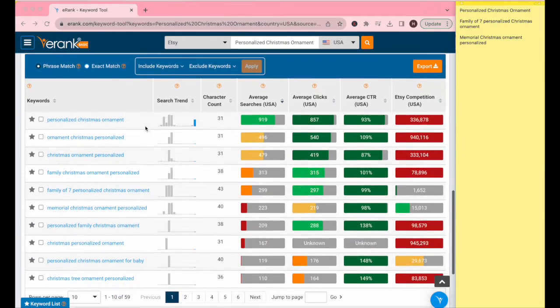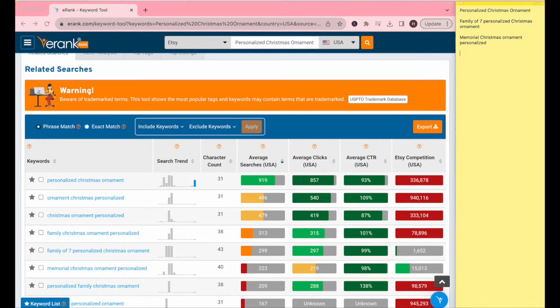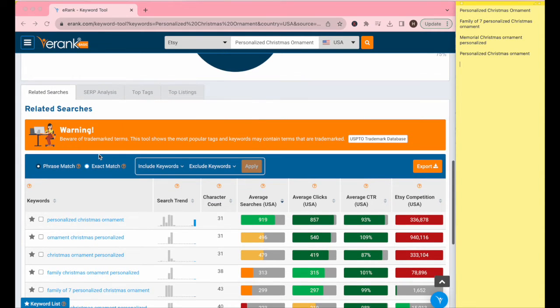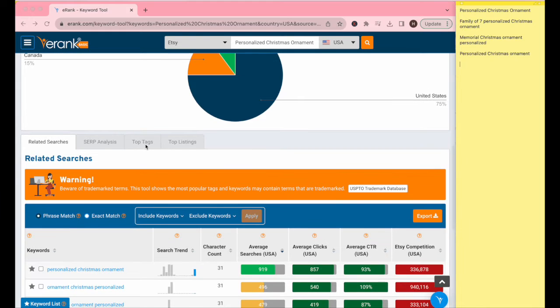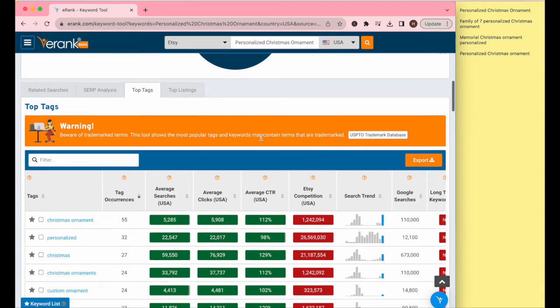So I spend a little time here, but then I mostly go, I mean, personalized Christmas ornament, even though it has high competition, something to remember is that high competition also means that people want to buy it. People are making it because people are buying it. So you just have to figure out how can you do it better and be seen.